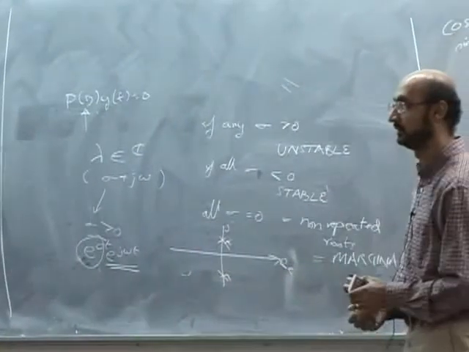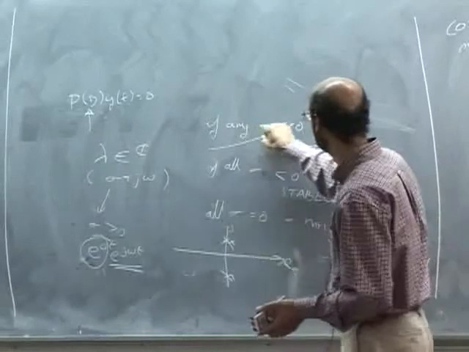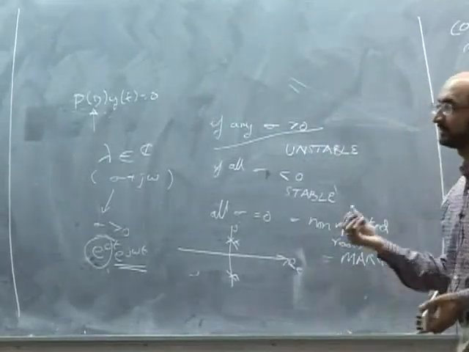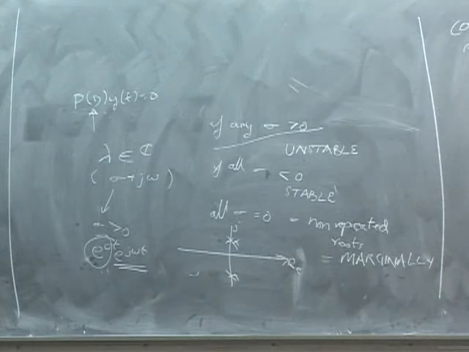What if some are greater than 0 and some are less than 0? If any sigma is greater than 0, it's unstable, because that's a mode that grows. Yeah, right, if any sigma is greater than 0. Any other questions?